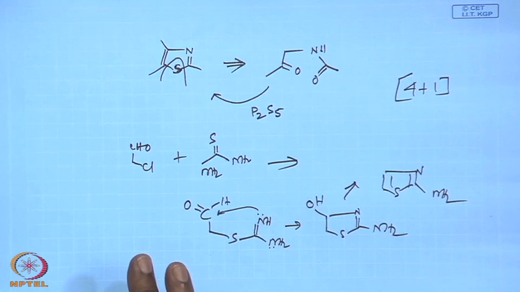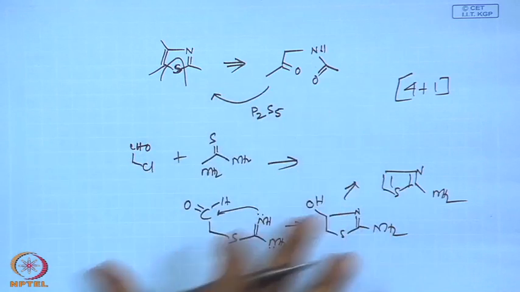So that means there are two important modes. One is this Hantzsch-type thiazole synthesis, which involves the use of thiourea or corresponding thioamides. The other is the Gabriel synthesis, which involves the use of P2S5. There are plenty of other methods, but basically these are the two different kinds, one based on sulfur atoms and the other on a sulfur source like P2S5. And other common sources could be carbon disulfide.